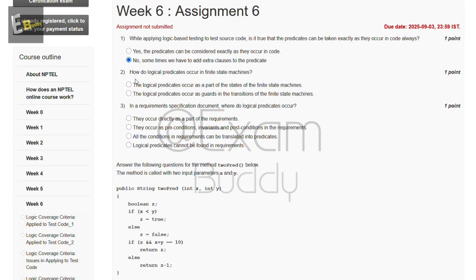Now, the second question is, how do logical predicates occur in finite state machines? So these are the options, and the answer of our second question is B. The logical predicates occur as guards in the transitions of the finite state machines.